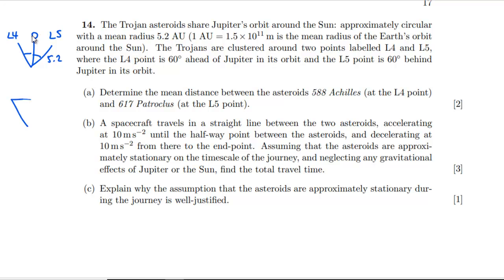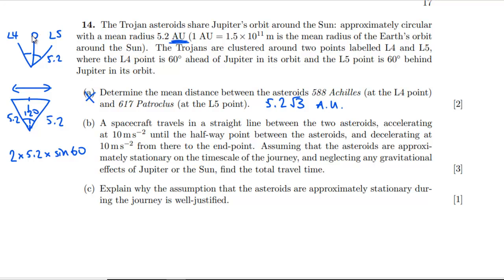So we've just got a triangle that's looking like this, of 5.2, 120, 5.2, and we want to get this distance here. I don't really want to do cosine rule, but we don't have to, because we can say that it's going to be 2 lots of 5.2 times sine of 60 degrees. So that's going to be 5.2 root 3 astronomical units. We don't need to change the unit. That's why we have AU, so we don't have to deal with meters all the time. Although I'm guessing we're going to have to turn it to meters in a minute, because that's why they've given it to us.